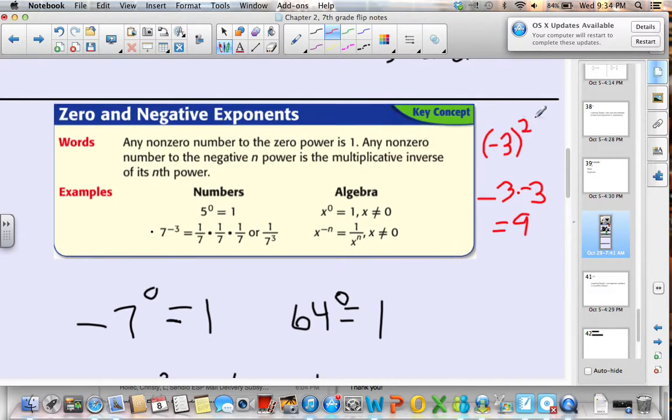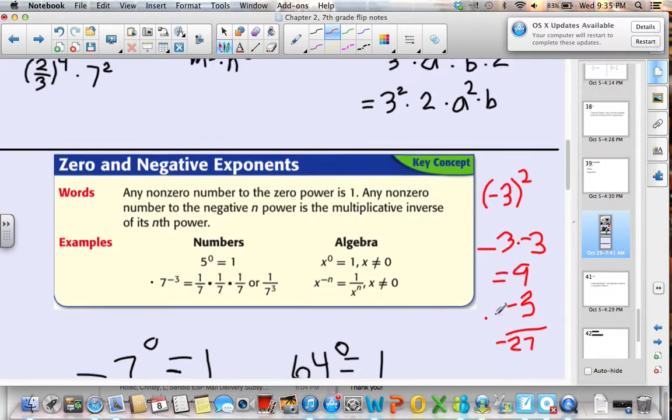Okay? If it was negative 3 cubed, it'd be negative 3 times negative 3, which is 9, but then times that by another negative 3 would be negative 27. Okay, so we can talk more about that in class, but negative numbers to even powers are going to be positive. Negative numbers to odd powers are going to be negative.